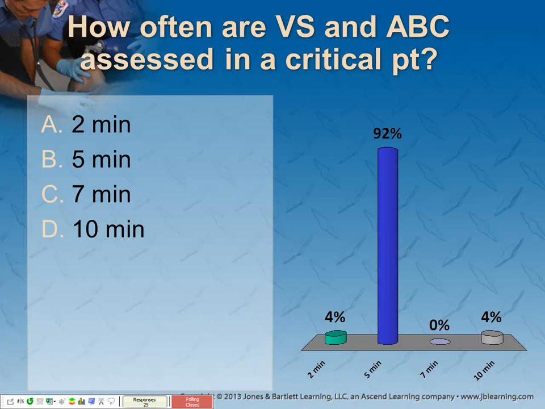All right, so how often would you assess? Every 5 minutes. Everybody else? Every 10 to 15. Normally every 15. Critical patients, unstable patients, unresponsive patients, everybody's 5.